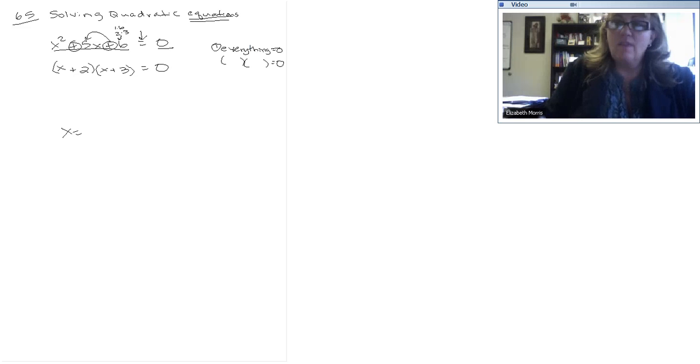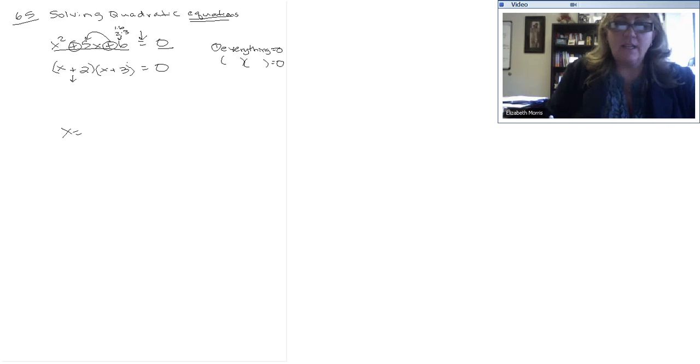Now, that's the easy part. It's already something you know how to do. Everything on one side, 0 on the other. You know how to move things around. And then factor it into something that's being multiplied. You know how to do that. We've done that in 6.1, 6.2, 6.3, and 6.4. Now, the next step I need to explain to you.